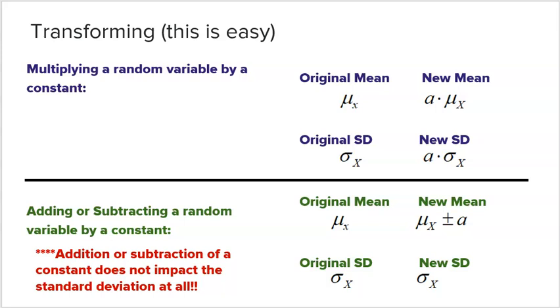For example, if we're going to add or subtract a constant A, the mean will go up or down by that constant A. So if the original mean is mu, then the new mean is simply mu plus or minus A. If you're adding, add A. If you're subtracting, subtract A. But standard deviation remains unchanged. So adding or subtracting does not change the standard deviation. Again, this is a topic we've actually already covered. Your old standard deviation and your new standard deviation will be exactly the same. It would not impact it at all.